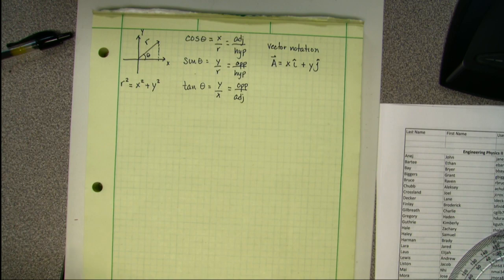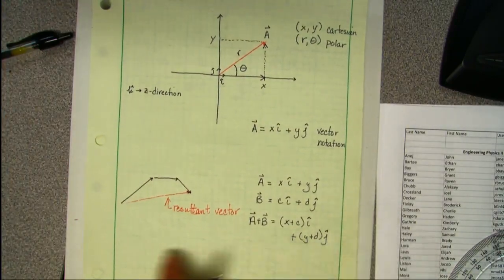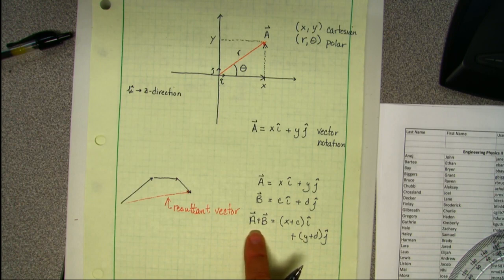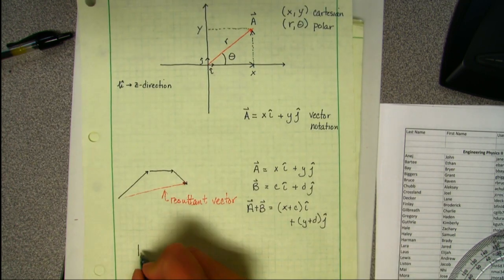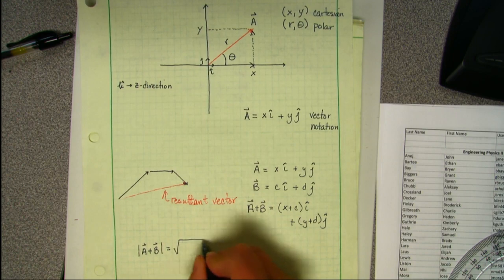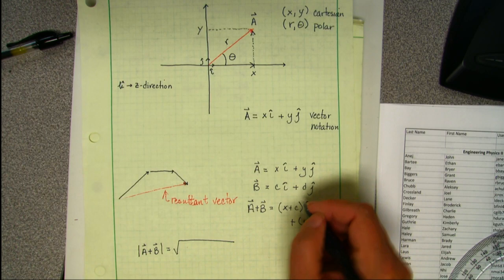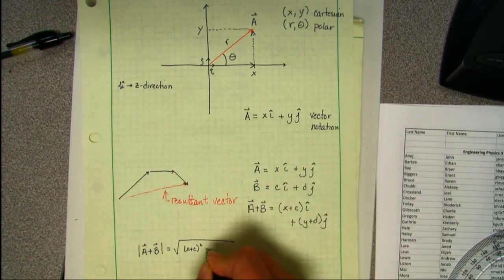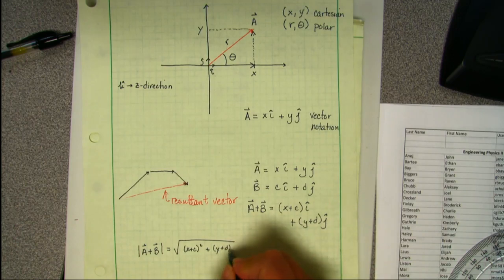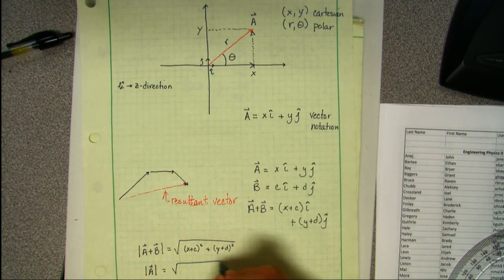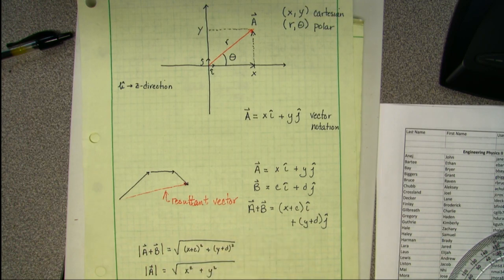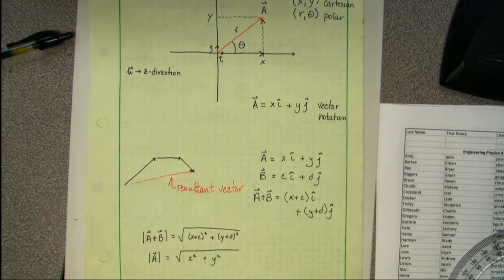So we can come back to this. And let's say we want to know the magnitude of this new A plus B vector. Well, look at my vector notation here. If I want to say magnitude, I represent it like this. That is just going to be the square root of my x plus c squared, plus my y plus d squared. If I wanted the magnitude of just A, that's x squared plus y squared. All I'm doing is taking this notation, putting it back here, and using my right triangle.